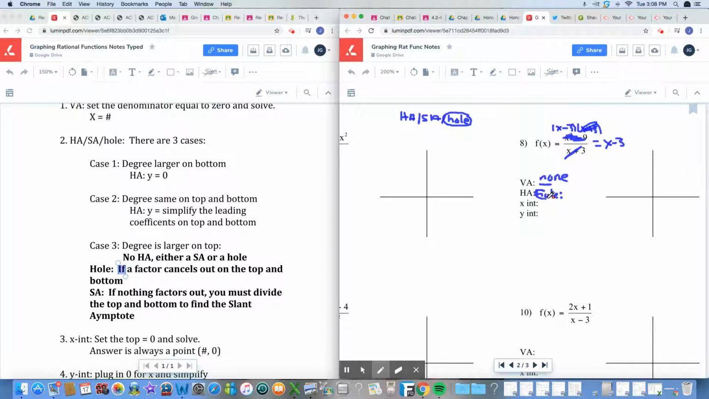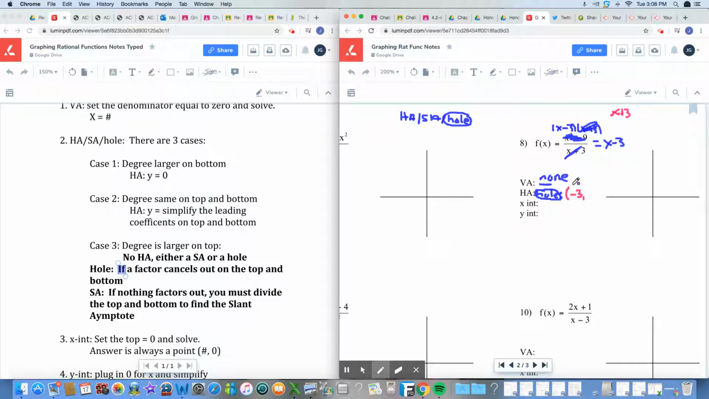Now, there is a hole. The hole is going to occur at a point. The way you figure out what that point is: what is the factor that canceled out? It was x plus 3. What makes that equal to 0? Negative 3. That's going to be our x. That's where the hole is going to occur, at x equals negative 3.